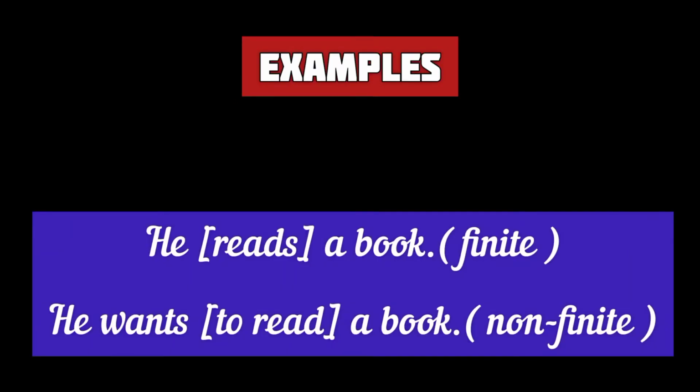Now study these examples. In the sentence, he reads a book, the main verb reads is showing simple present tense, so it's a finite verb. Whereas in the sentence, he wants to read a book, to read is a non-finite verb. In fact, it's an infinitive. And it cannot change its form with the change of the subject's number and person.